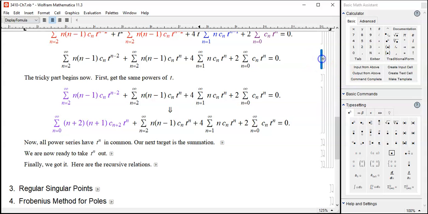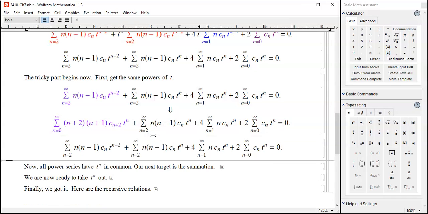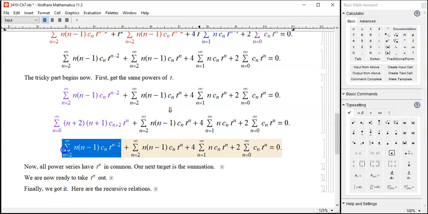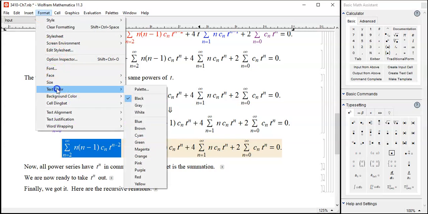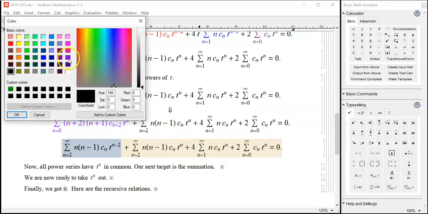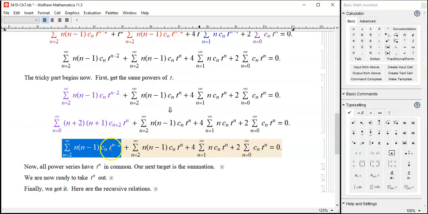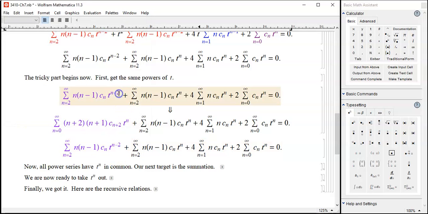Okay, all right. Let's bring it down here. Okay, this one. Text color. Is it this color? Okay, all right.